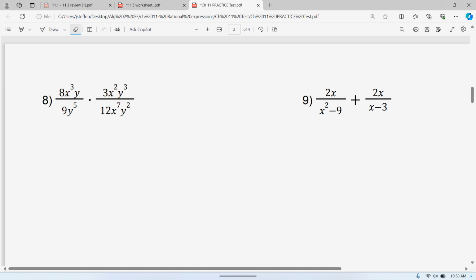First thing I do is multiply straight across. So 8 times 3 is 24. X to the third times x squared: there's 3 of them on the left, 2 of them on the right, so that means we have 5 total. 1 y and 3 y's, y to the fourth, over 9 times 12, y squared.